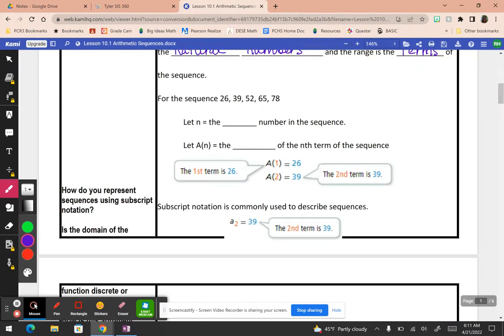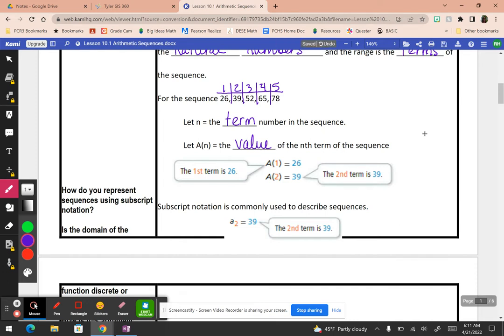For the sequence 26, 39, 52, 65, and 78, okay? Let n equal the term number. Okay, so if I were to draw a little chart, right? This would be term 1, this is term 2, term 3, term 4, and term 5. Okay? Let a sub n equal the value of the nth term of the sequence.